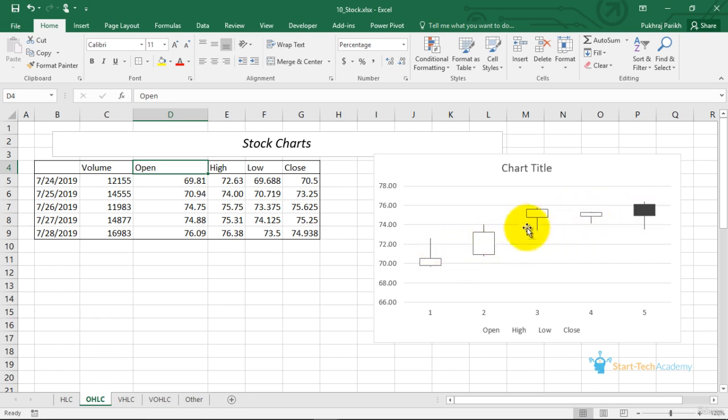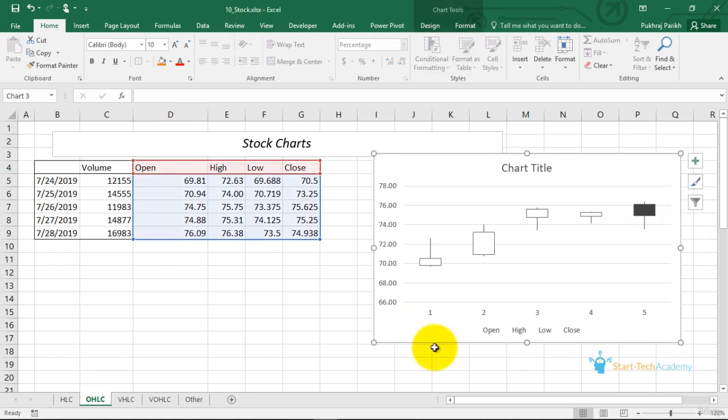So you can see for these 4 days the opening price was lower than the closing price, so there is white color. And for this box the opening price is higher than the closing price, that is why it is in black color. That is, over this day the stock started at a lower price and ended at a higher price. For all these 4 days this is what has happened. But for this 5th day the stock started at a higher price but it ended at a lower price.